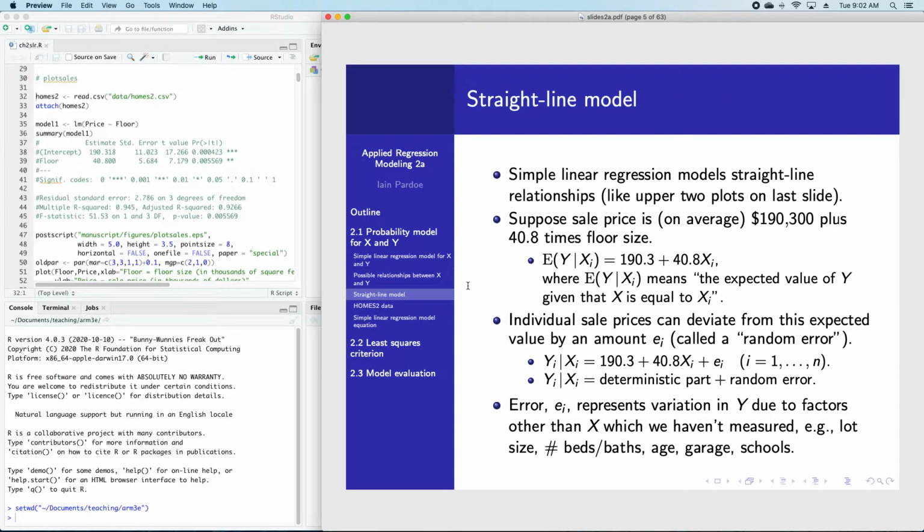So let's look at a specific example. Let's suppose that sale price is, on average, $190,300 plus a multiple of 40.8 times the floor size, when floor size is measured in thousands of square feet. As an equation, we write that in this way: the expected value of y given x equals xi is equal to 190.3 plus 40.8 times xi.